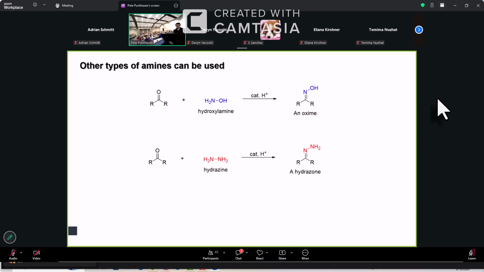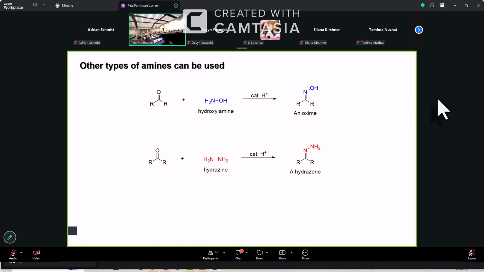Now look down here real quick. When we use hydrazine for imine formation, you get a hydrazone as a product, with a C=N double bond. It's a type of imine, but with two nitrogens on it. Something special about this guy.